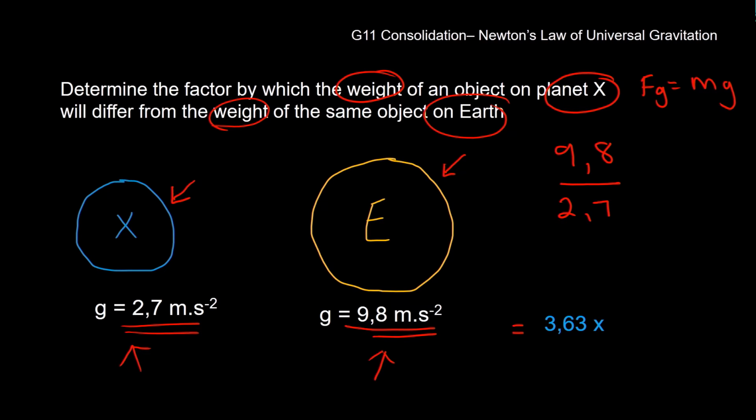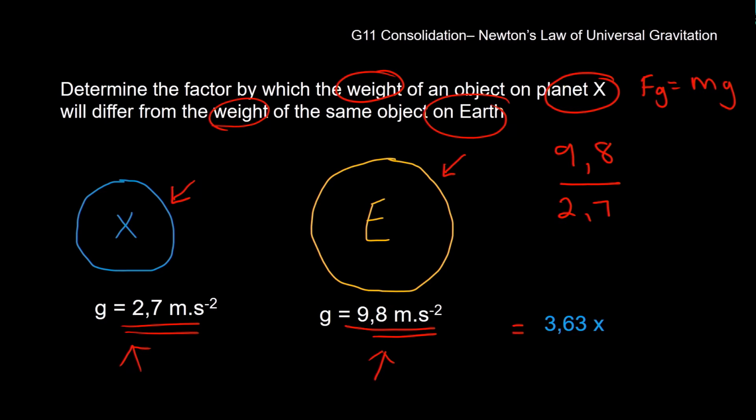So what does that mean? It means that the weight of the object is going to be 3.63 times smaller than the weight on planet Earth. So that's our answer. That's a beautiful ratio question.